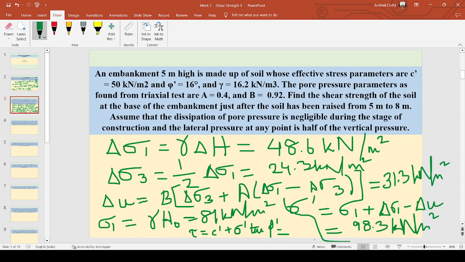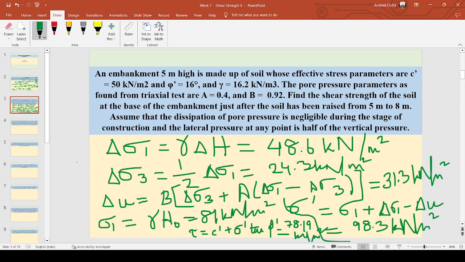Sigma dash tan phi dash. C dash equals 50, phi dash equals 16 degrees, and sigma dash equals 98.3. We get a value of 78.19 kilonewton per meter square. So first of all, we find out the increment in the vertical stress.